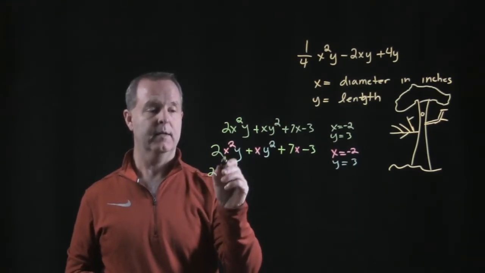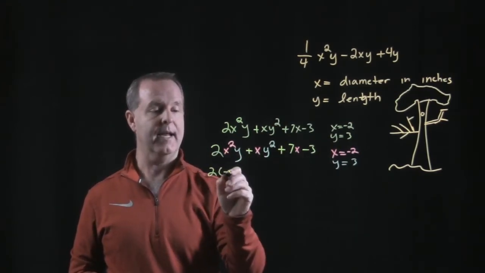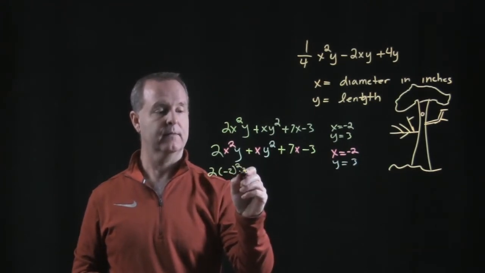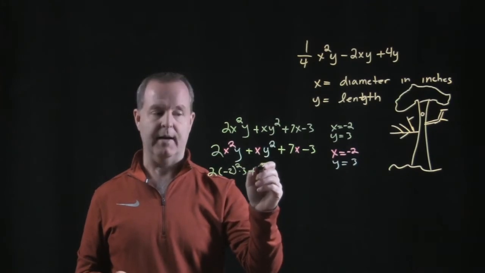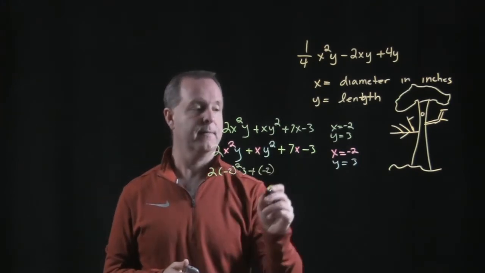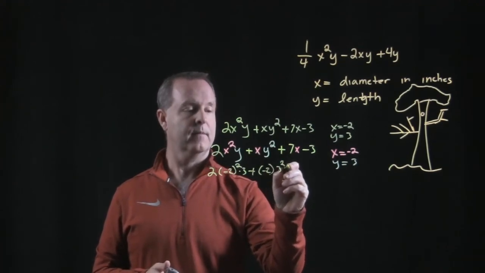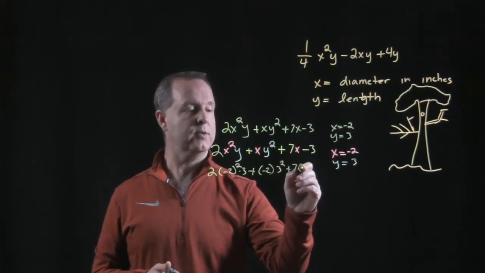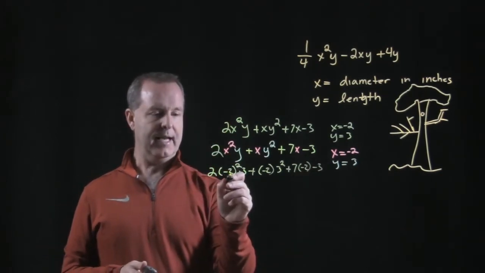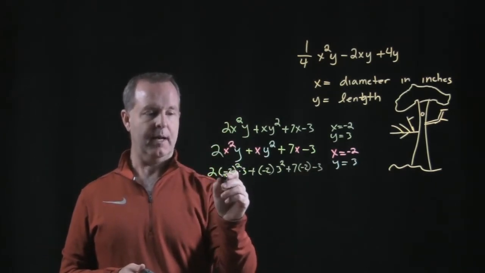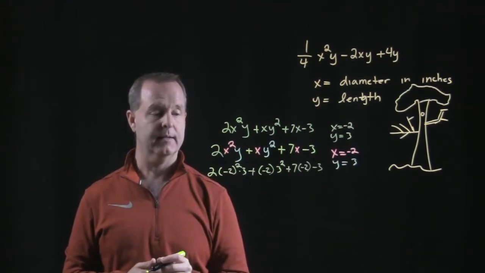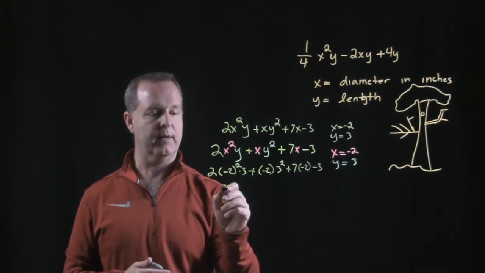So I have 2 x squared, this becomes 2 times -2 squared, times y, which is 3. Again, everywhere I see an x, I put the value in. Then -2 times y squared, plus 7 times x, which is -2, minus 3. -2 squared is 4, so 2 times 4 times 3. 2 times 4 is 8, 8 times 3 is 24.